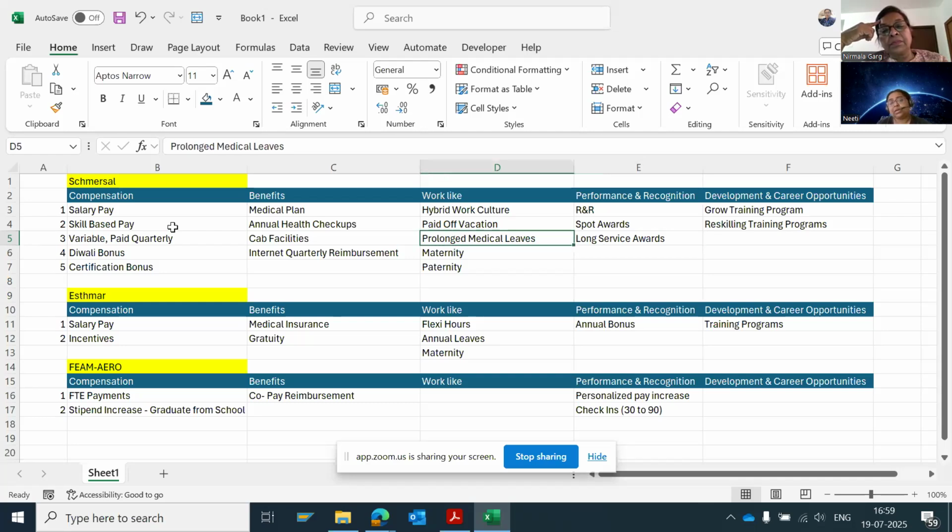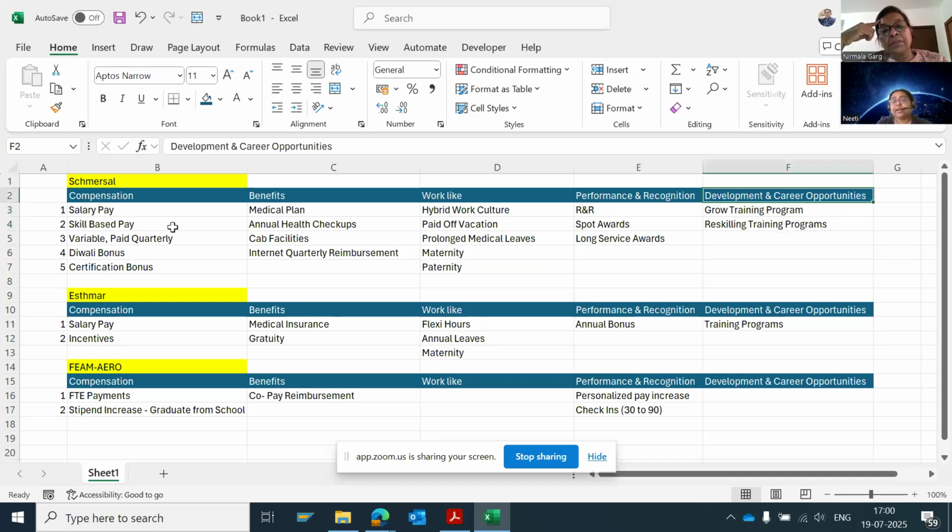So this is our work life, what we see. And then in performance and recognition, we have rewards and recognition, which happens every 6 months in our company. Apart from that, we have spot awards, and then we have long service awards like 5, 10, 15 years who have served, and then we give some kind of rewards plus the gold coin.